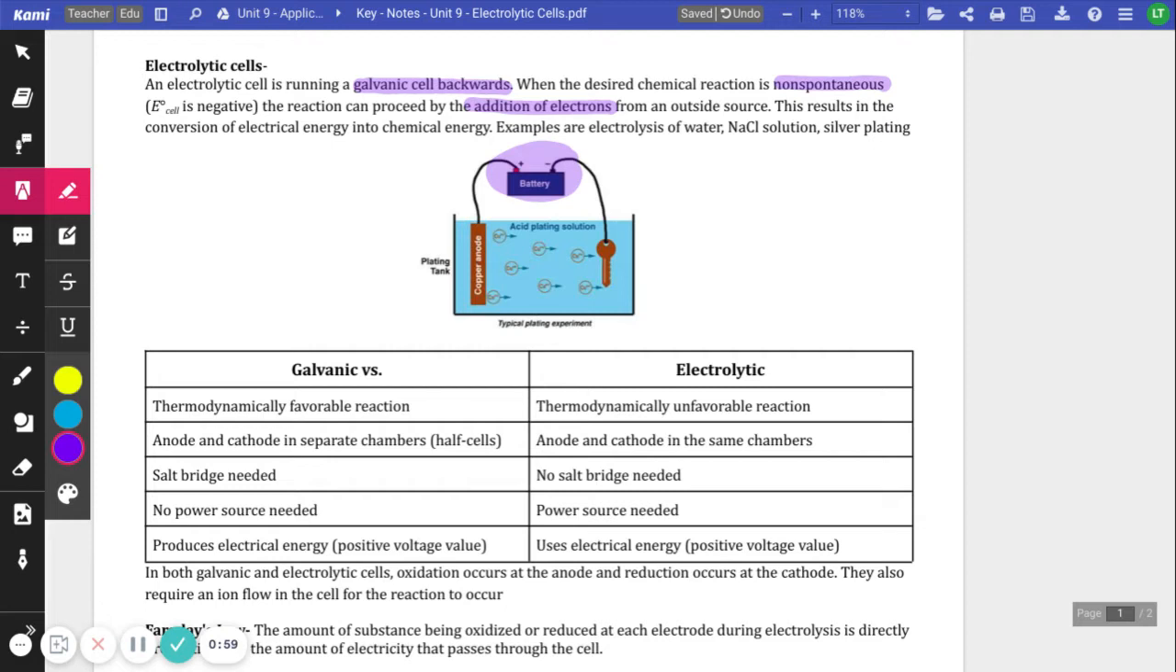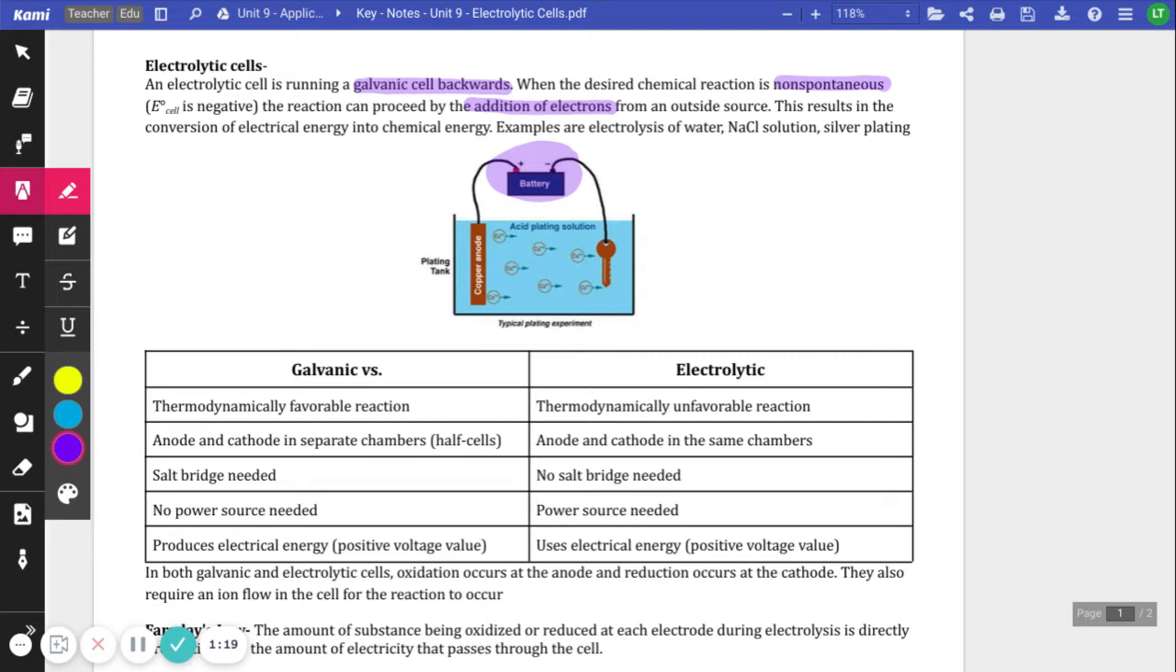So in a galvanic cell, we take chemical energy and turn it into electrical energy, but in an electrolytic cell, we have to have the electricity to cause the reaction to take place.